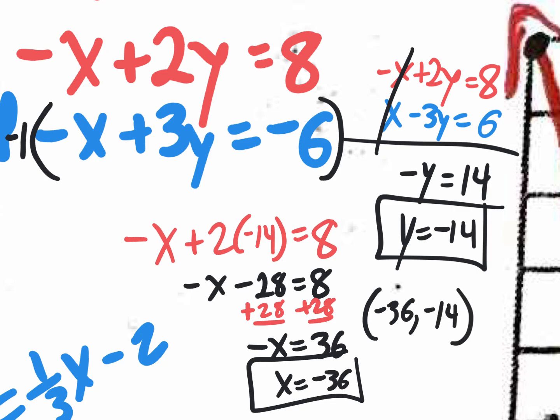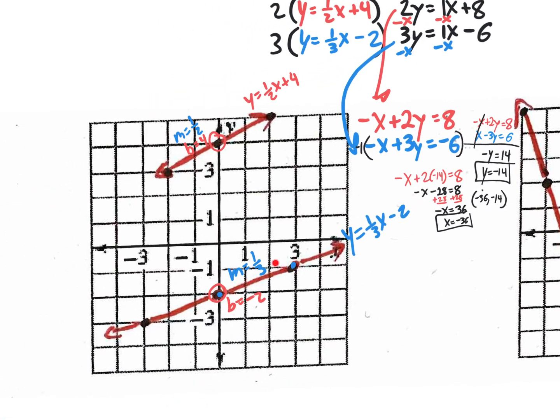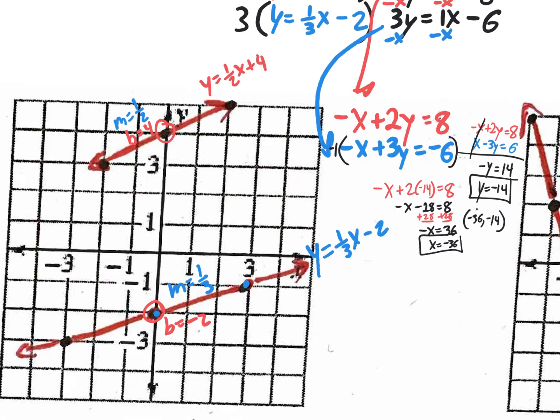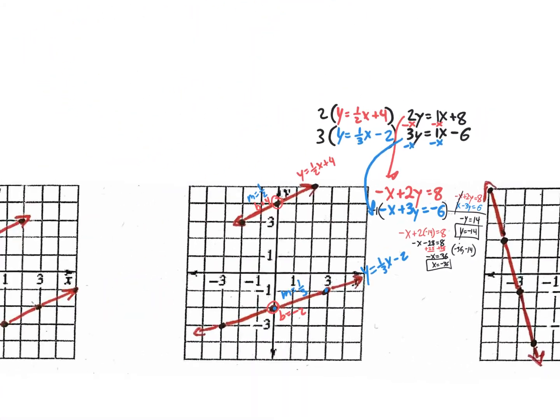And that is the answer to this system. It will cross at negative 36, way off the graph, probably off the paper, and negative 14, way down there. I hope that helps you. Yeah, that's it.